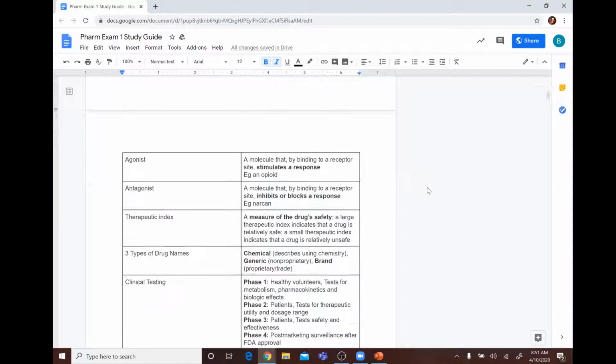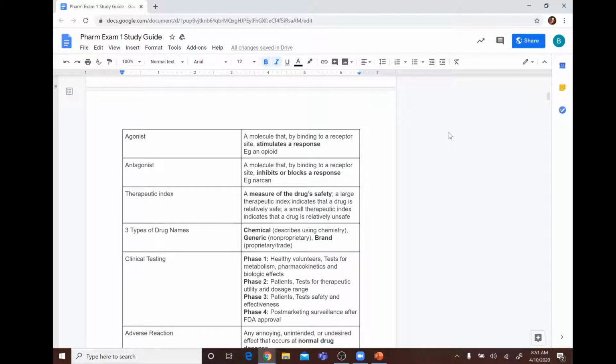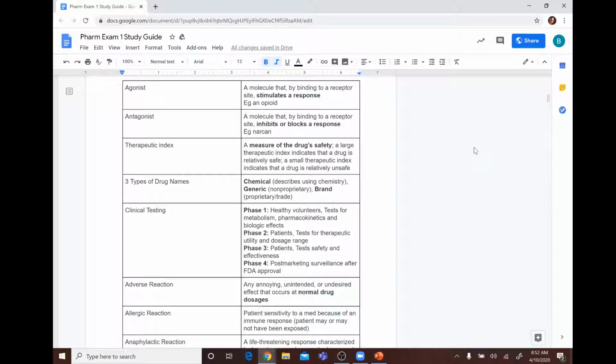What is an agonist? It binds to a receptor and stimulates a response, such as an opioid. What is an example of an antagonist? It binds to the receptor and inhibits or blocks the response, such as Narcan. What is a therapeutic index? This tells you if the drug is safe. If it has a large therapeutic index, it is safe, but the smaller it gets, the relatively unsafer it gets.